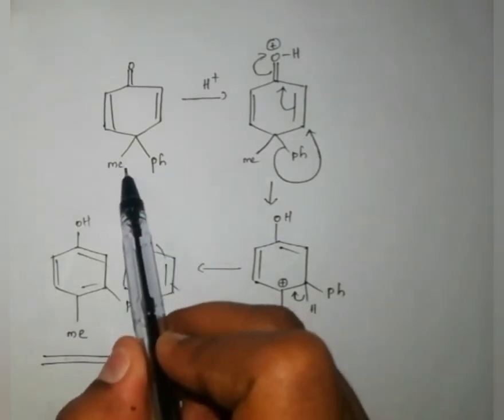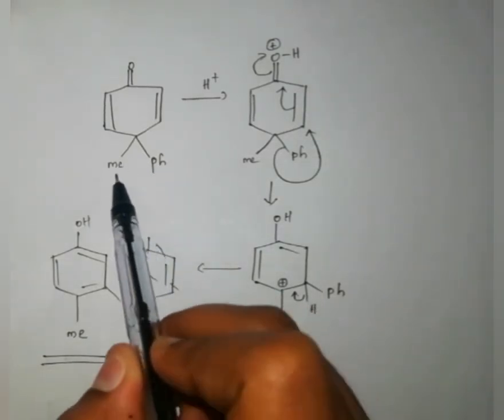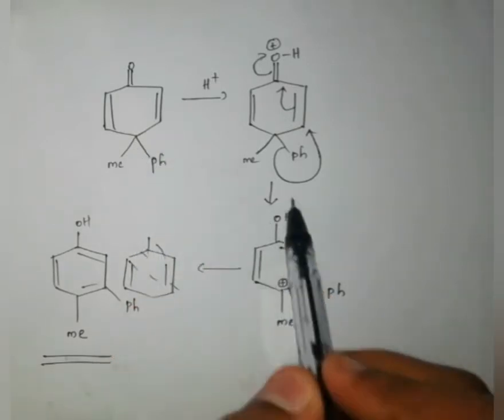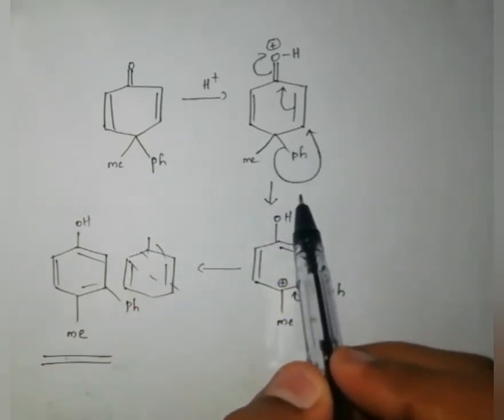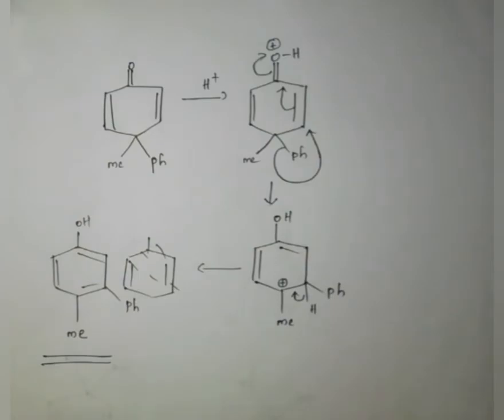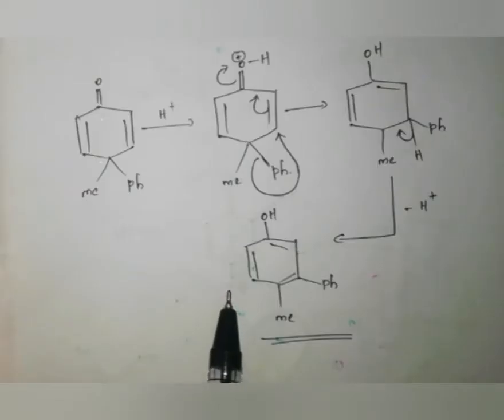That is, when the fourth position is substituted by a methyl and a phenyl group, the phenyl group gets migrated to the adjacent position. And let's see another example.